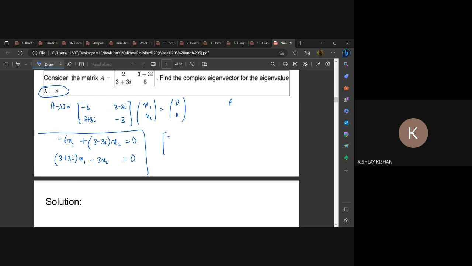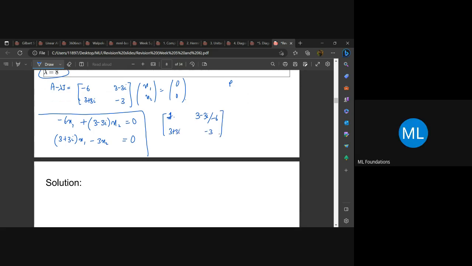R1, sorry, ma'am, not R2. So you get 1. And here, 3 minus 3i divided by -6, so it will be directly -half plus half by i. Right. Then you have 3 plus 3i and you have -3. -3. Okay. Then what do you get?